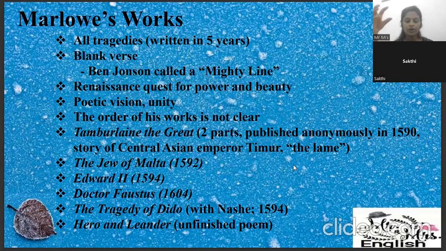And then the order of his works is actually not clear. Which comes first, which comes second, it is not clear. Actually, the life of Christopher Marlowe itself is not that clear, and especially the order of his works. Then Tamburlaine the Great, in two parts, published anonymously in 1590. I told you, Tamburlaine the Great was a huge success on the English stage.